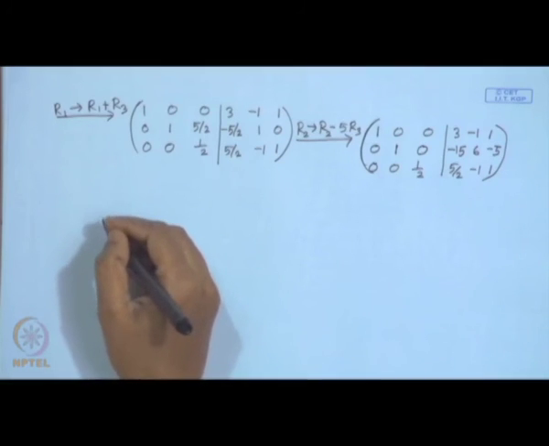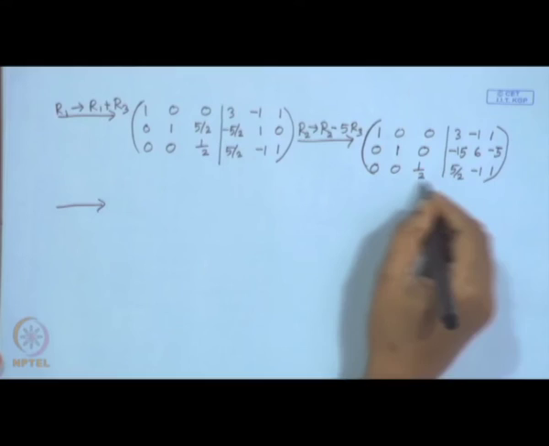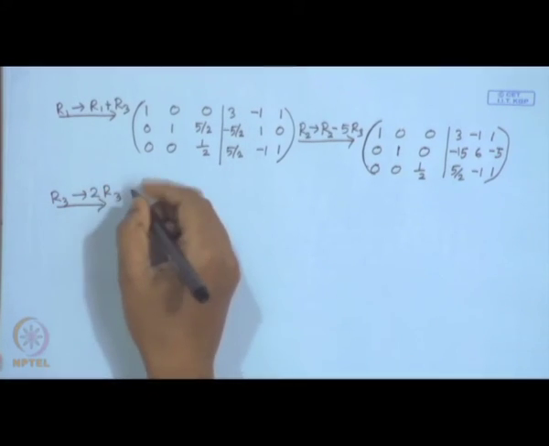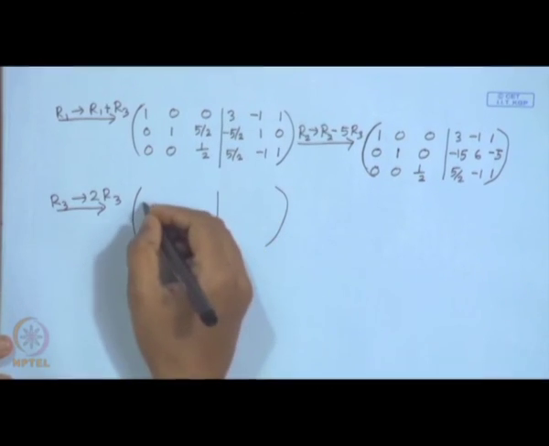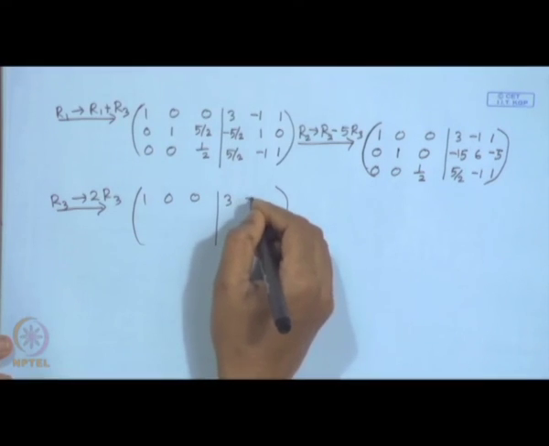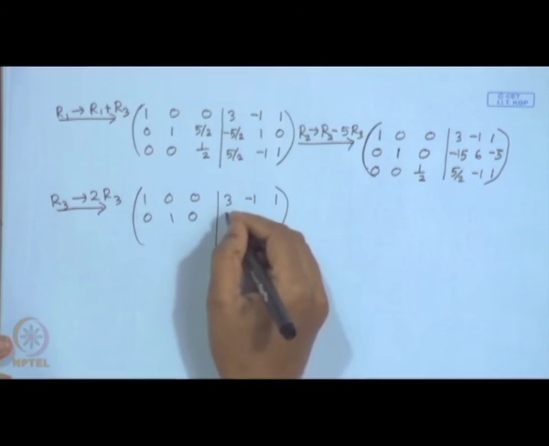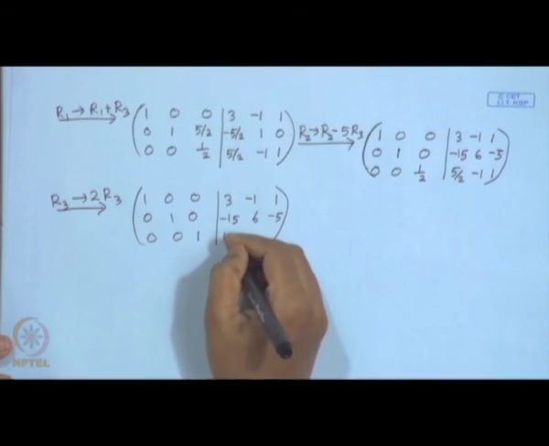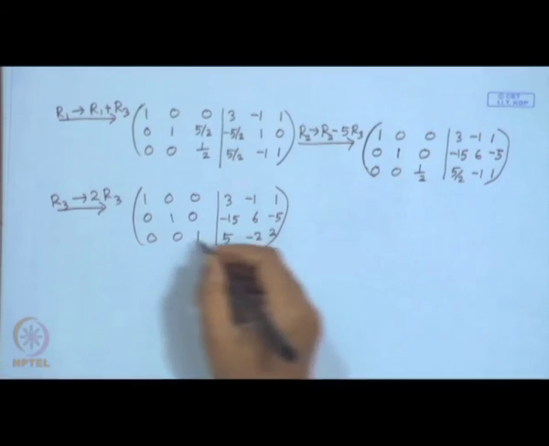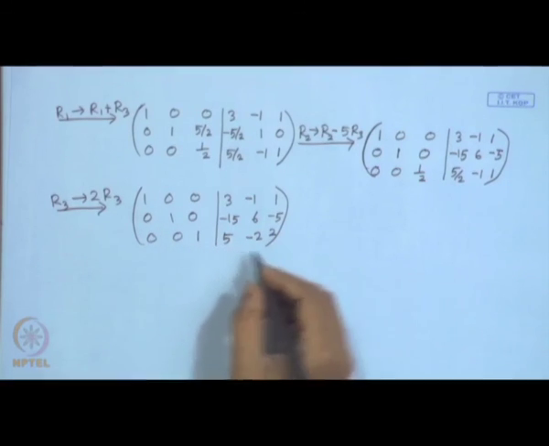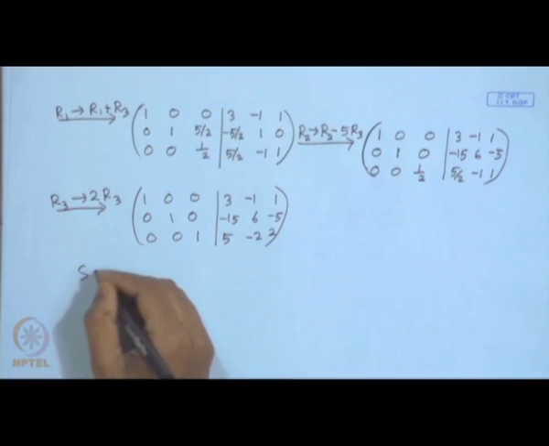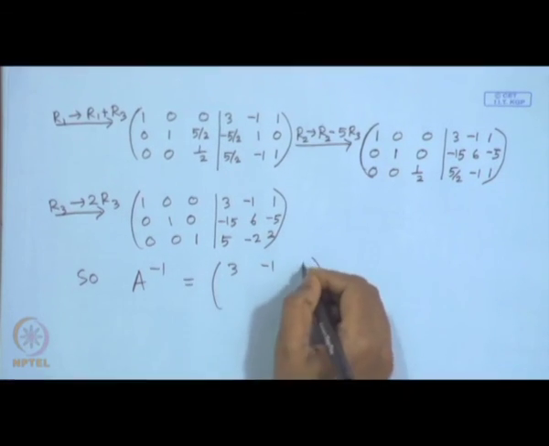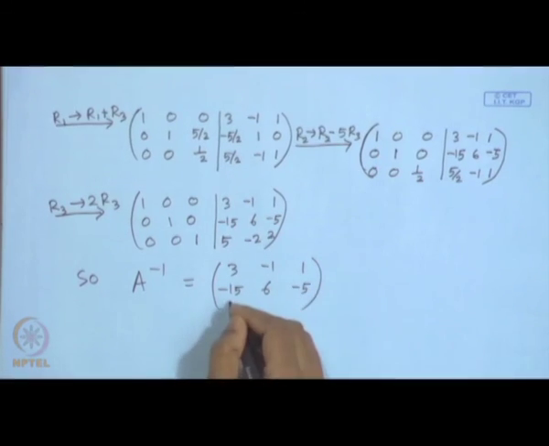So, finally, we multiply row 3 by 2. So, row 3 we replace by twice row 3 and get this matrix: 1 0 0 3 minus 1 1, 0 1 0 minus 15 6 minus 5, 0 0 1 5 minus 2 2. So, this is the required form, in which the first 3 columns form the identity matrix. So, A inverse is this matrix: 3 minus 1 1, minus 15 6 minus 5, 5 minus 2 2.